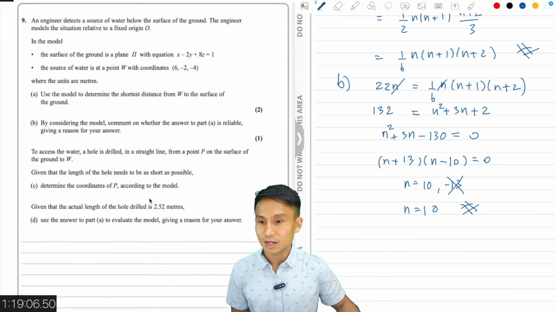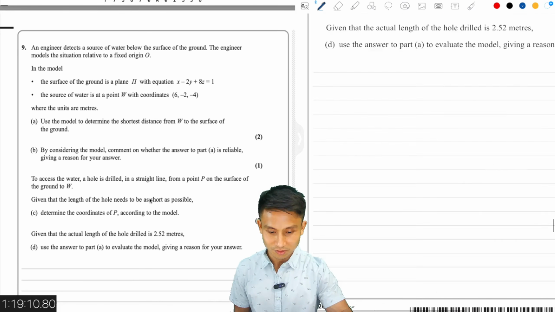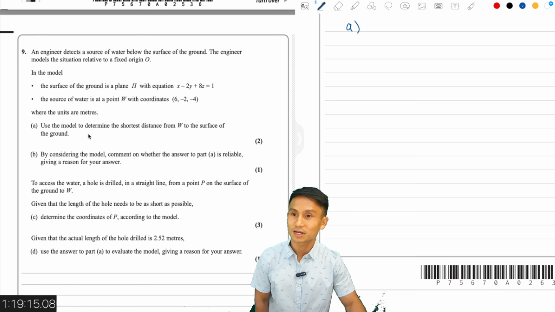Next, number 9. We still have time. I took some time to just get the parcel arriving at my house a while ago, so I lost some time there.